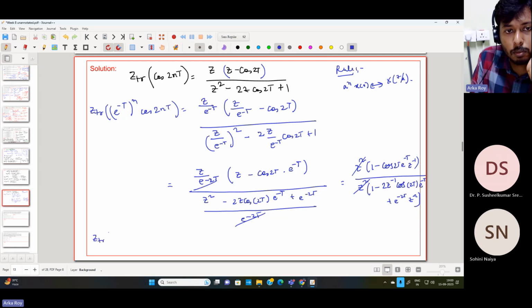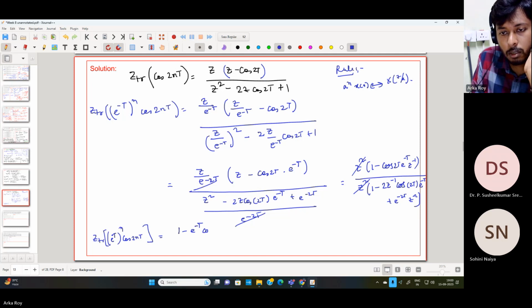So the z transform of e to the power minus t whole to the power n cos 2nt will effectively give you this particular relation: 1 minus e to the power minus t cos 2t z to the power minus 1, divided by 1 minus 2 z inverse cos 2t e to the power minus t, plus e to the power minus 2t and z to the power minus 2.